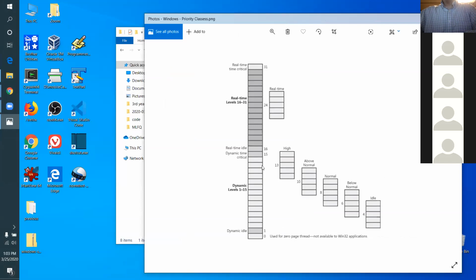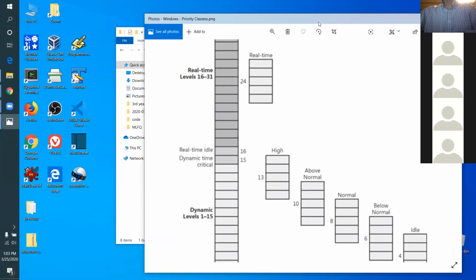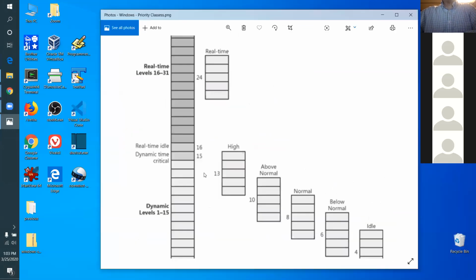Here things get a little bit messy in Windows. A band of priorities gets a name. So the name high is given to the band of priorities 15, 14, 13, 12, and 11. From 11 to 15, that band is called high. Above normal goes from 12 down to 8. From 12 down to 8 is called above normal.